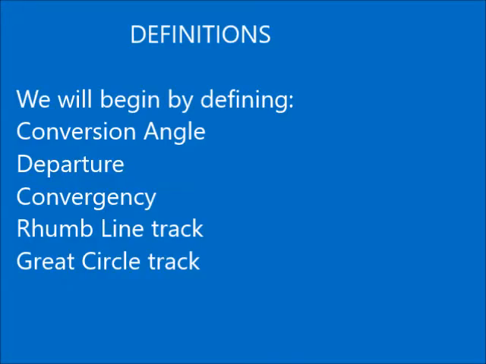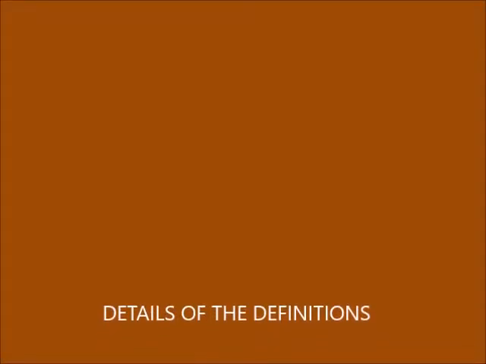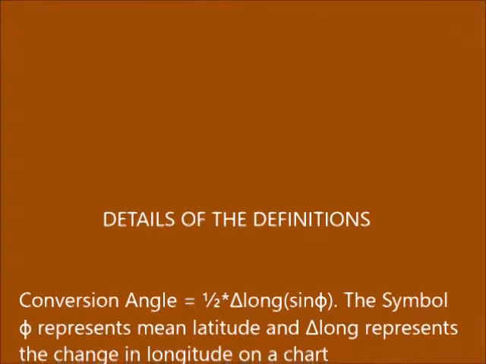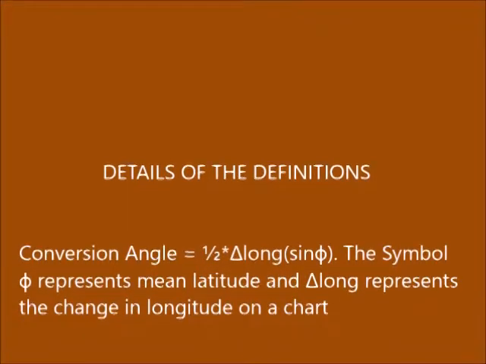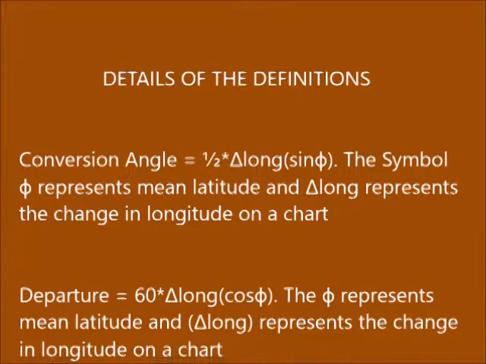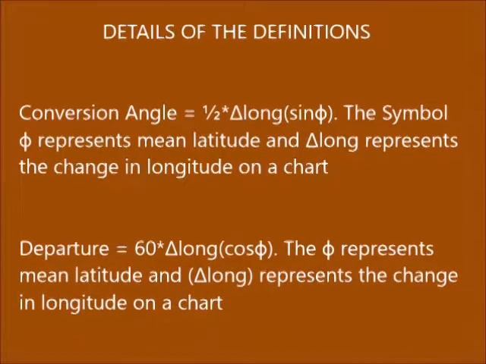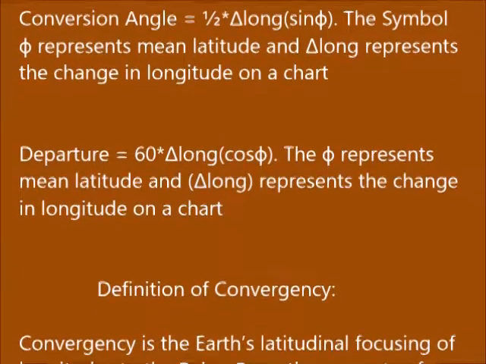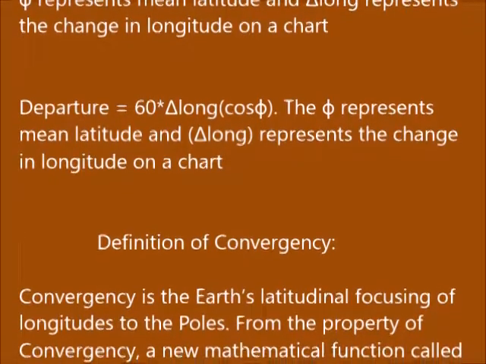Definitions. We will begin by defining conversion angle, departure, convergency, rhumb line track, and great circle track. Details of the definitions. Conversion angle is equal to half times the change in longitude times sine phi. The symbol phi represents mean latitude and the change in longitude is measured on a chart. Departure is equal to 60 times the change in longitude times cos phi. Again, phi represents mean latitude and the change in longitude is measured on a chart.